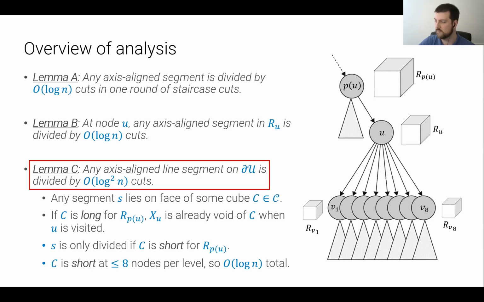And let's count how many nodes there are. C is going to be short at only 8 nodes, at most 8 nodes per level. There are 8 vertices of C. And hence, by the key property that the octree has height log n, there are a total of log n nodes for which the segment S is being cut, and it's log n times each. So in total, the segment is being divided only log square n times.